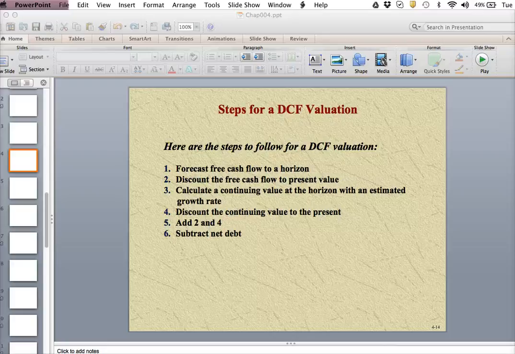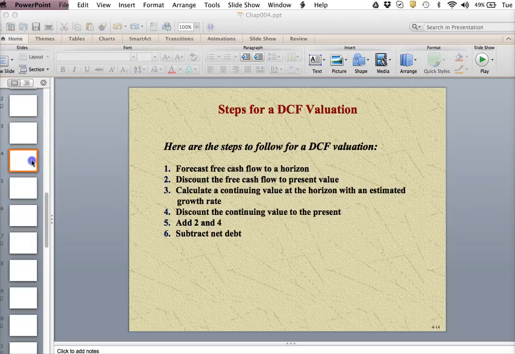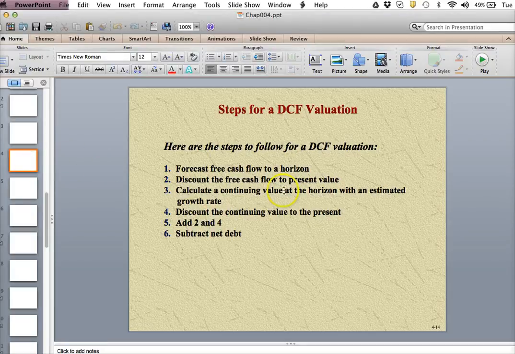Hi, I wanted to go over the concept of discounted cash flows with you. And here are the steps to perform a discounted cash flow valuation.